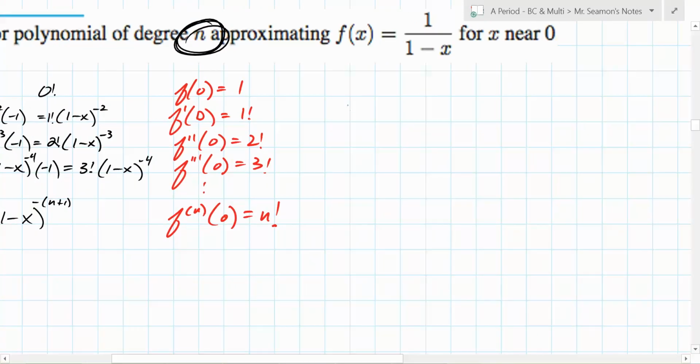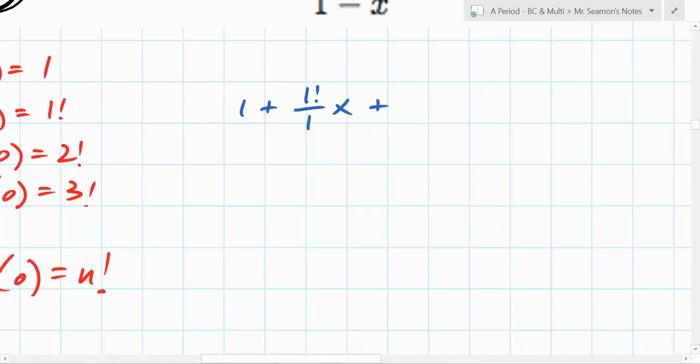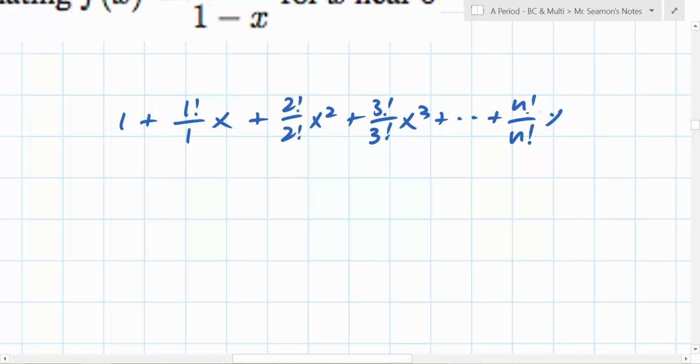What's the first term? 1 plus, well, it's going to be 1 factorial over 1 times x, and then the next term is going to be 2 factorial over 2 factorial x squared, plus 3 factorial over 3 factorial x cubed, all the way up to n factorial over n factorial x to the n. All the factorials on the top came from the derivatives evaluated at 0. Where did the bottoms come from? The formula that we have, the general expression of the Taylor polynomial.